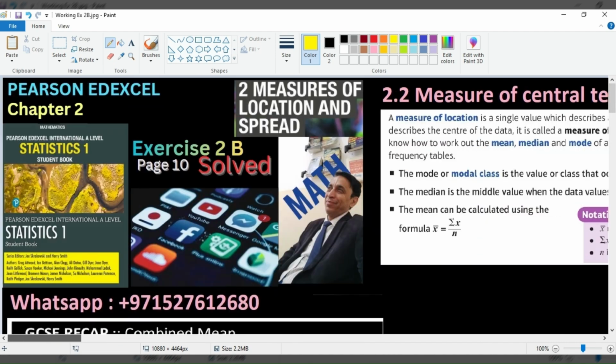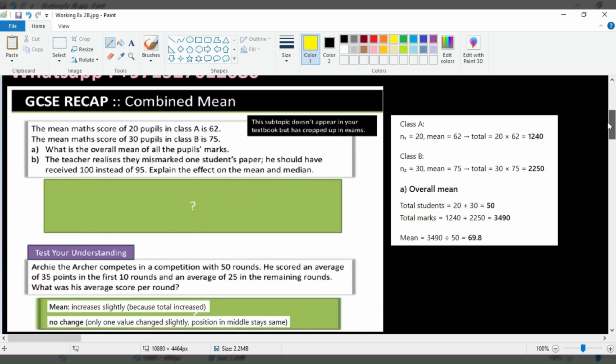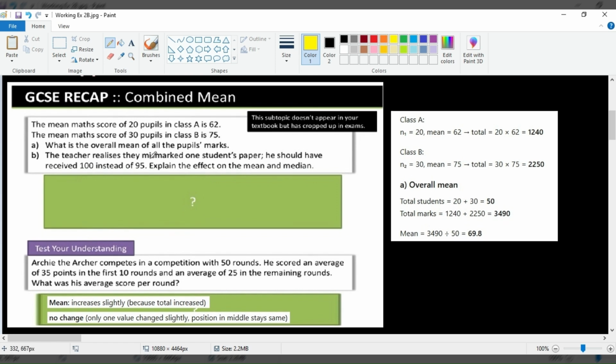Now I'm taking you to the question we were doing in the previous exercise 2A. Now, in here, the mean math score of 20 people in class A is 62. That means, first of all, we need to multiply 62 by 20 and 75 by 30. As you can see, the number is 20 over here, and the mean is 62, which is given already. So in total we can find 1240.